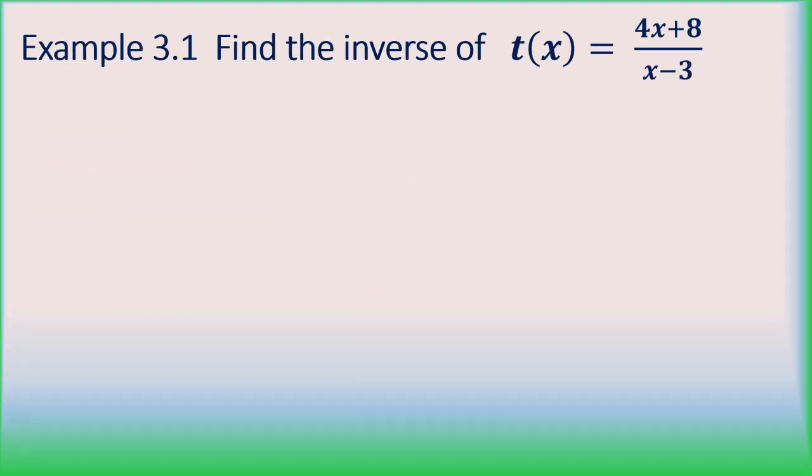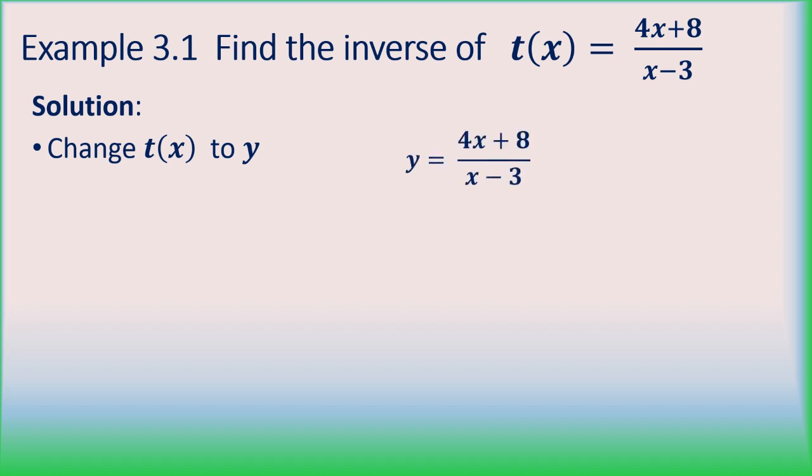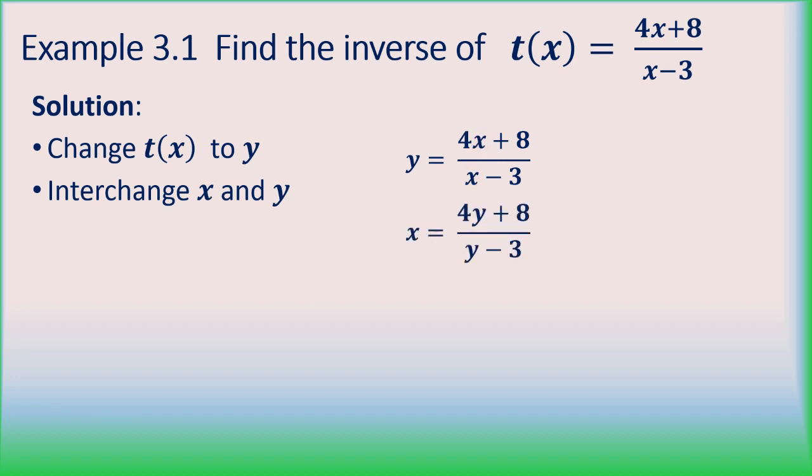Here's another example with that kind. Find the inverse of t of x is equal to 4x minus 8 all over x minus 3. So we follow the same step. Change t of x to y. So we now have y is equal to 4x plus 8 all over x minus 3. So we just change t of x to y here. And then we interchange x and y. So the y here will become x, and then the x's here will be changed to y. So we now have x is equal to 4y plus 8 all over x minus 3.